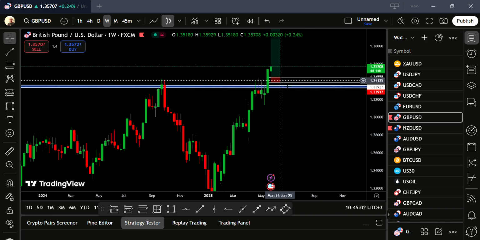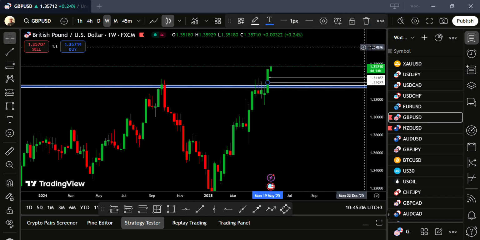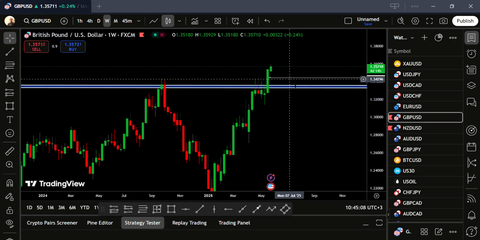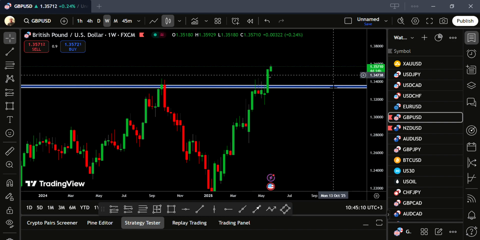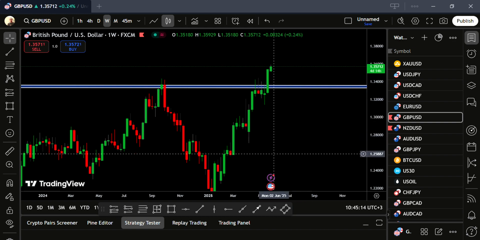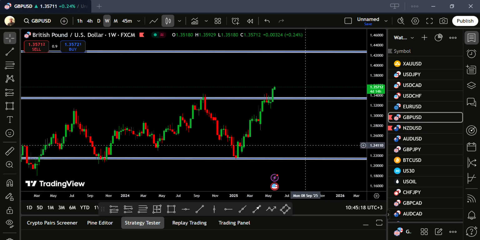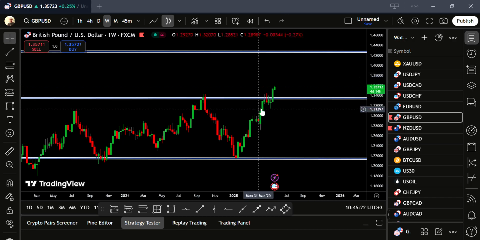GBP/USD, you can see I also put my position size for a buy there, but the buy is not buying. Okay, so this is GBP/USD. This is the weekly time frame. What do we have on GBP/USD?